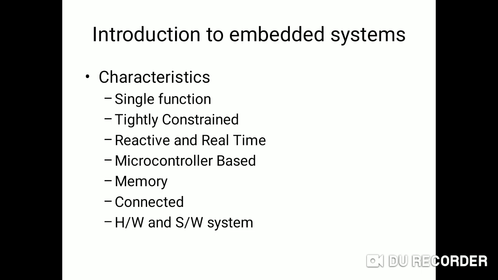Next is microprocessor based. So it must be microprocessor or microcontroller based. Next one is memory. It must have memory, as its software is usually stored on ROM. It does not need any secondary memory. Next is it should be connected. So it must have connected peripherals to connect input and output devices. Next characteristic is hardware and software system. Software is used for more features and flexibility. Hardware is used for performance and security.